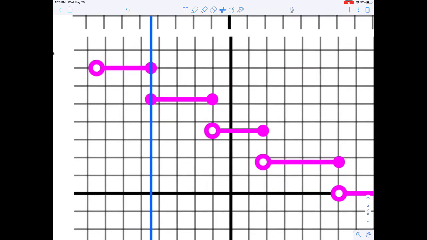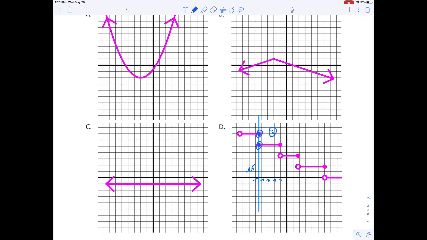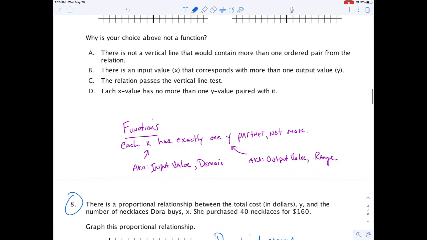D fails the test at that spot. What I would say is, if this is -1 and -2 and -3 and -4 and -5, when X is -4.5, Y is two different things. So -4.5 partners up with two other Y values. That's bad news, right? That gives us that vertical stack that is not good for functions. So be very, very careful with that. So D would be the non-function.